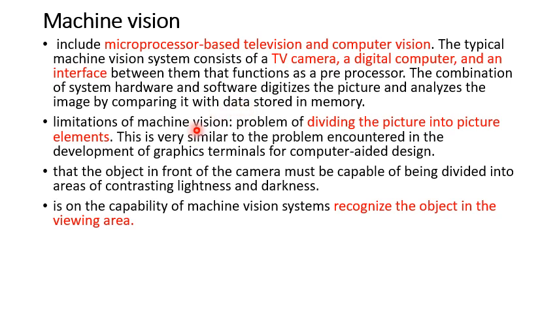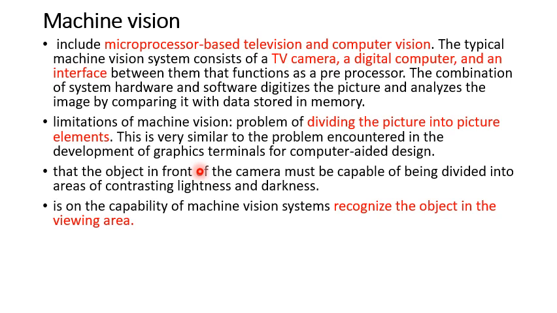The limitation of the machine vision system is the problem of dividing the picture into picture elements. That is the main problem. Whatever picture it takes, it will split into different elements, then it will compare them. This is very similar to the problem encountered in the development of graphic terminals of computer-aided design. As we do in computer-aided design, first we split into different elements or graphic terminals, then we combine different graphic images to make one.